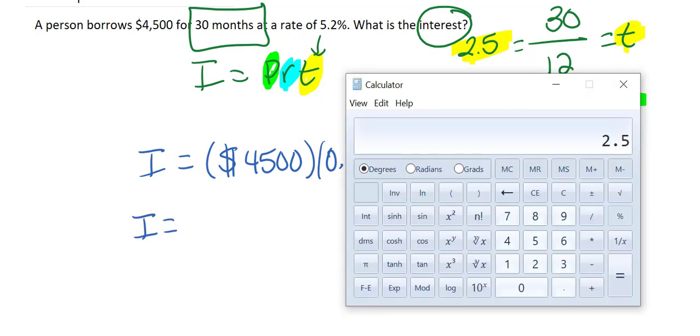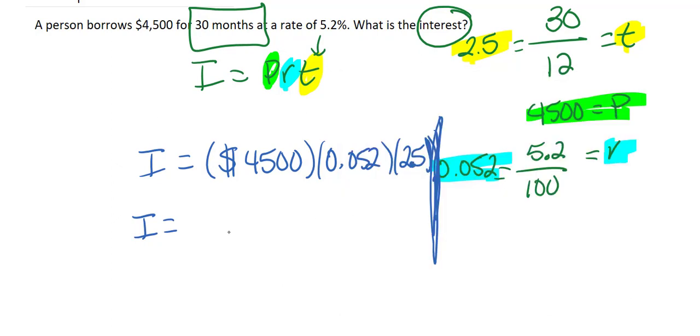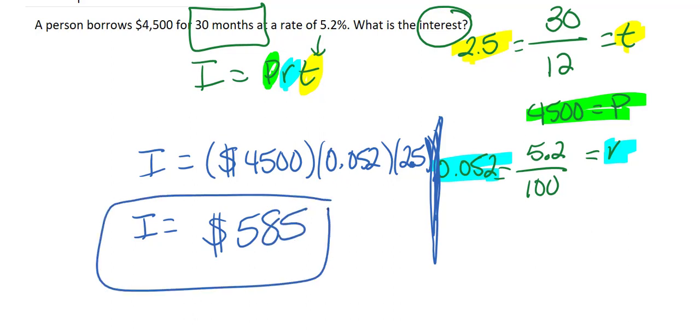Let's get our calculators out. And we get $585. So you can see how interest built up when you just borrow $4,500. So you would have to pay back how much? It would be, right, $4,500 plus $585 after the 30 months, right? So that's what you're borrowing for the 30 months. That's how much you have to pay back.